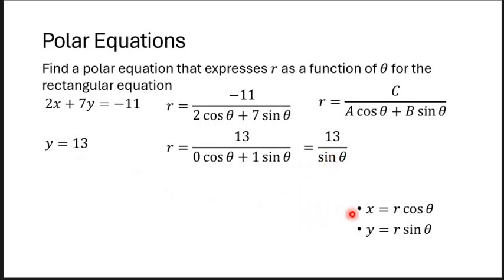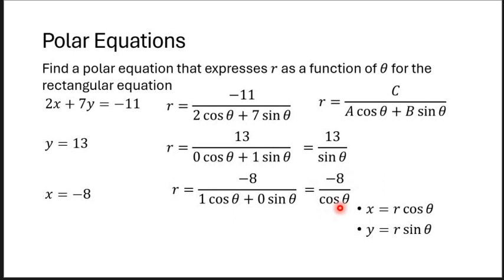And here's another equation, x equals negative 8. This is the equation of a vertical line. So A is 1, B is 0, and C is negative 8. So we get this. And when we simplify this, we just get negative 8 over the cosine of theta. And that would be the equation of a vertical line. So these are the three types of lines, and that's what their equations look like in polar form.